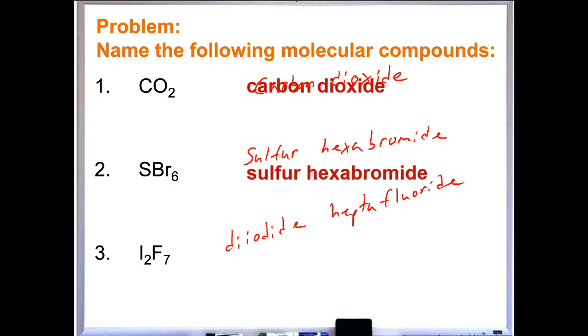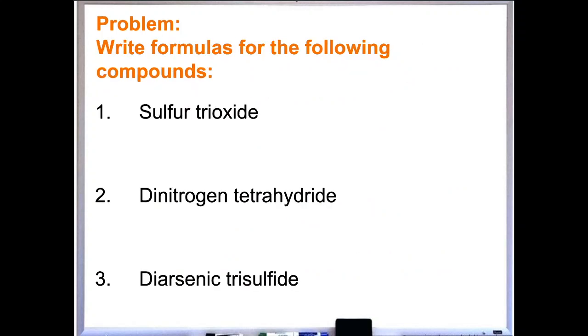So let's double check our answers. Yep, so we got those all right. So carbon dioxide, sulfur hexabromide, and diiodine heptafluoride. Okay, so hopefully you're getting those. This is just knowing your prefixes pretty much. You know what I mean? All right, so it says, write formulas for the following compounds. So this time we have the name, and they want us to go backwards. So give that a try.